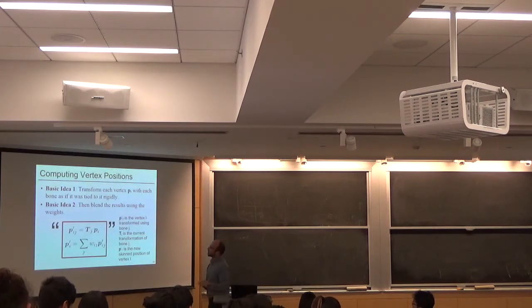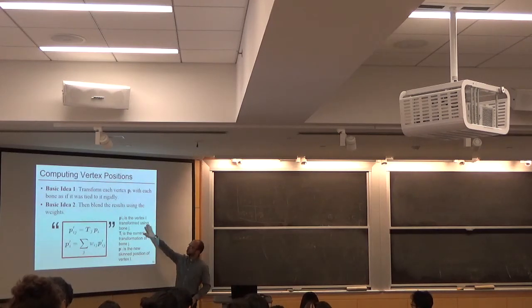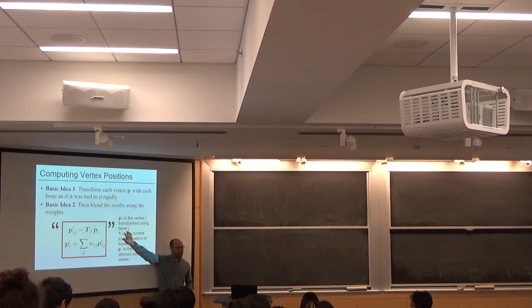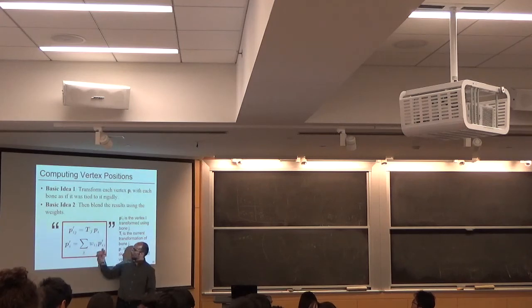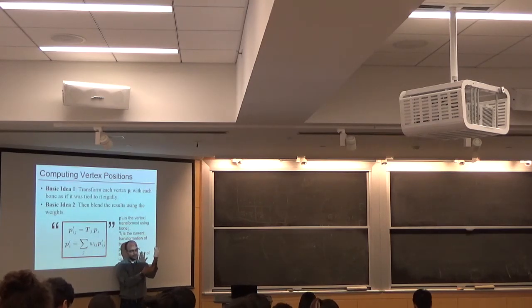So in other words, if p_ij prime is the position of vertex i transformed using bone j, like I move up my leg and I move my arm the same way, then what I'm going to do is sum up these p_ij primes with the weights w. And so these are what's going to give me the plausible motion. In other words, this is saying that a point here should be mostly influenced by this bone, whereas a point here should be mostly influenced by that.